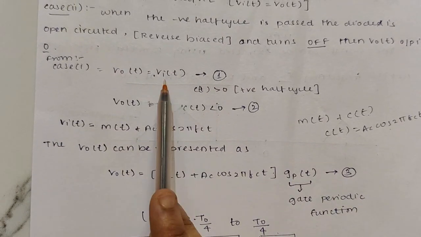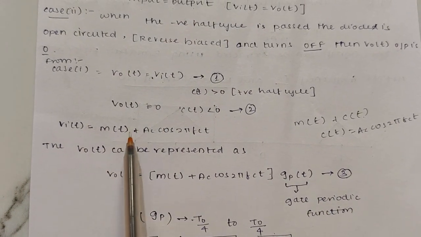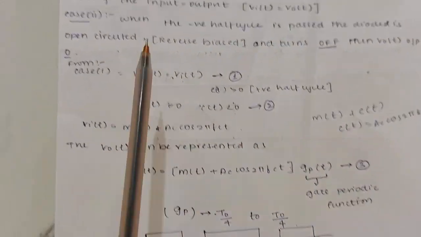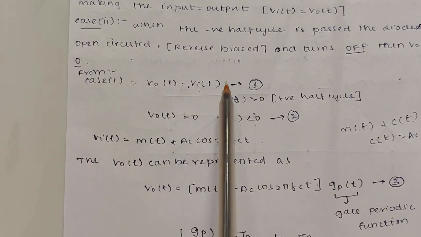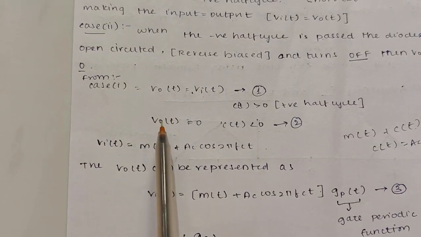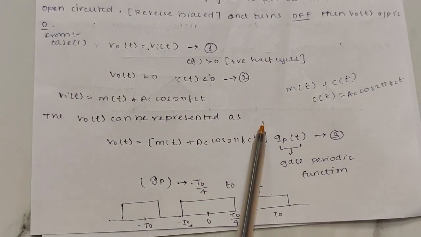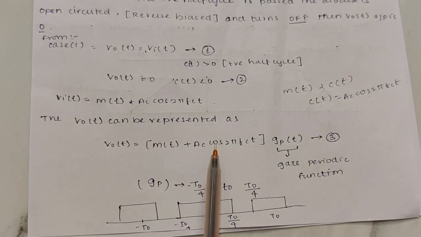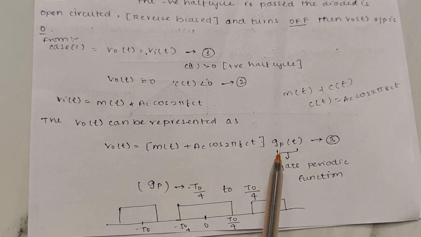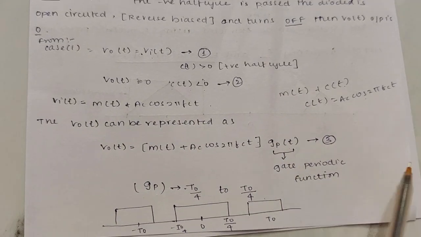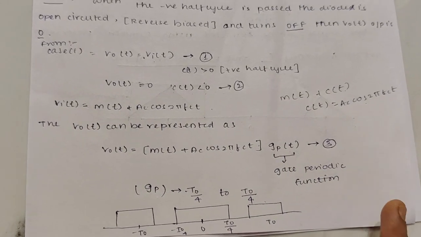So my Vi of t would become M of t plus AC cos 2 pi fct. Now I have found Vi of t and now we need to find V naught of t. So V naught of t could be represented as M of t plus AC cos 2 pi fct into the Gp of t. So here Gp of t is your gate periodic function.